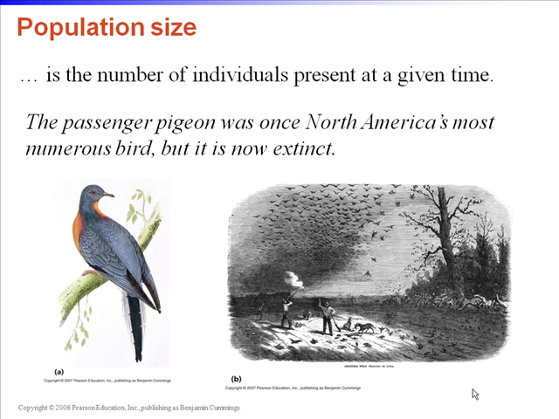Okay, so let's start. Obviously, population size is the number of individual organisms present at a given time. An example here is the passenger pigeon, now extinct, but once one of North America's most numerous birds. Right, its population size, the number of individual organisms, was very, very high.